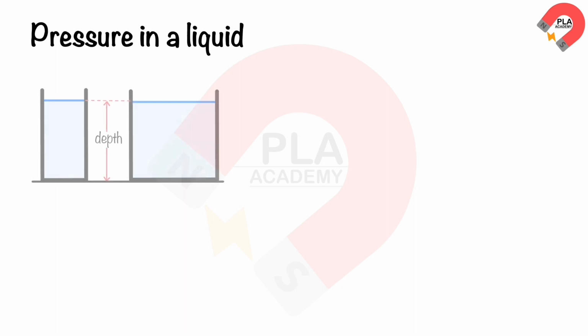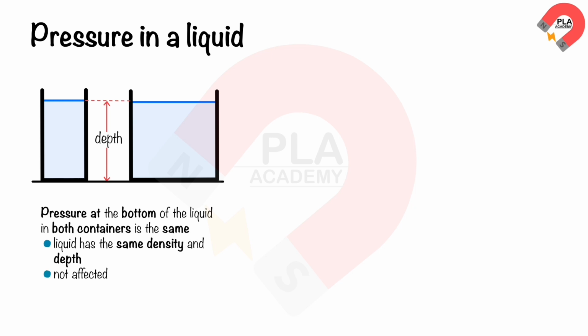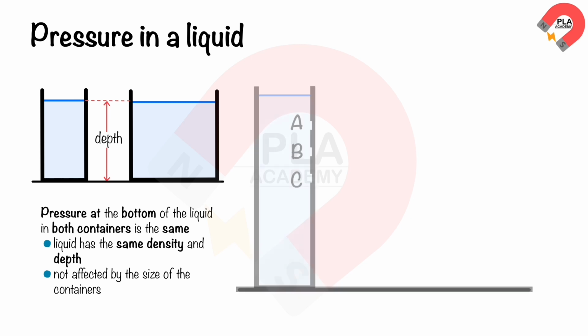The pressure in a liquid depends on the density of the liquid and the depth in the liquid. Consider two containers filled with the same liquid and having the same depth. The pressure at the bottom of the liquid in both containers is the same because the liquid has the same density and depth. It is not affected by the size of the containers.